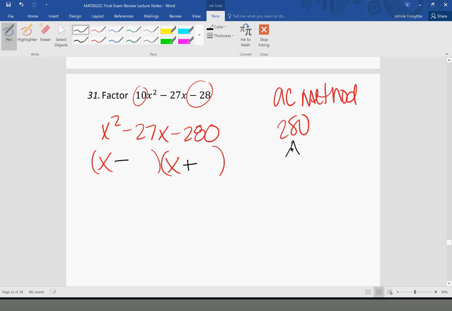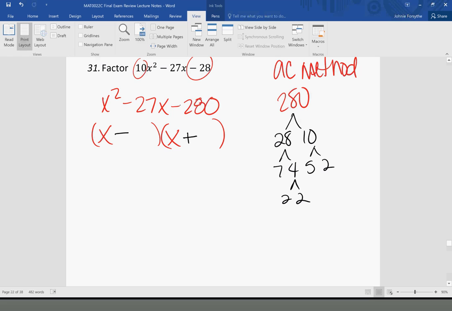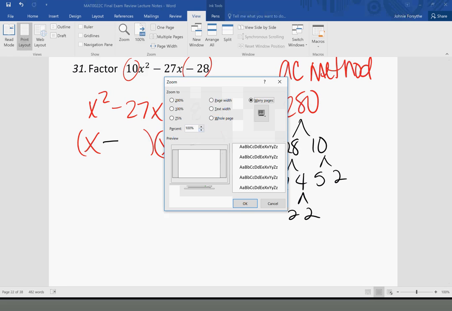So this is a big number. So I'm going to kind of break this down to help me know. So 28 and 10, using a factor tree here. 5 and 2, 7 and 4, and 2 and 2. So I can use this prime factorization to help me get those two numbers. So let's think of my two numbers that can give me 280. And let me make this a little smaller so I have some more room.